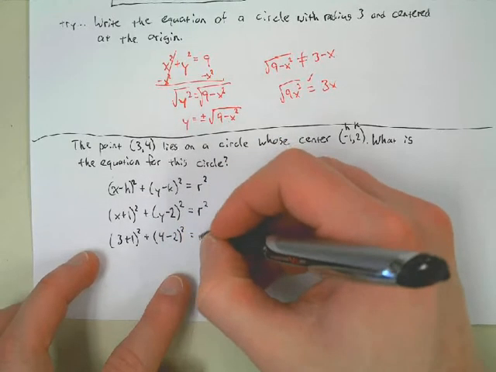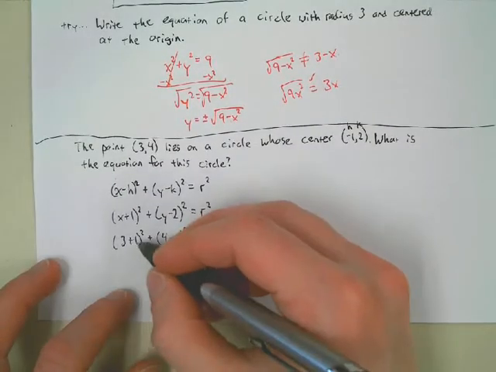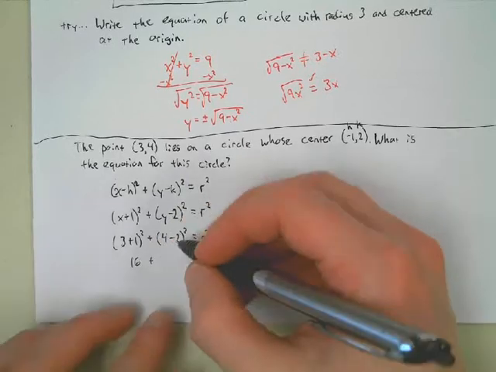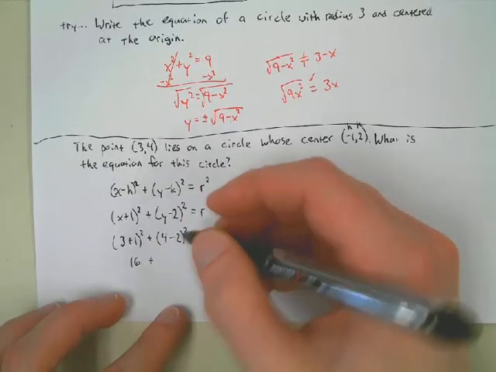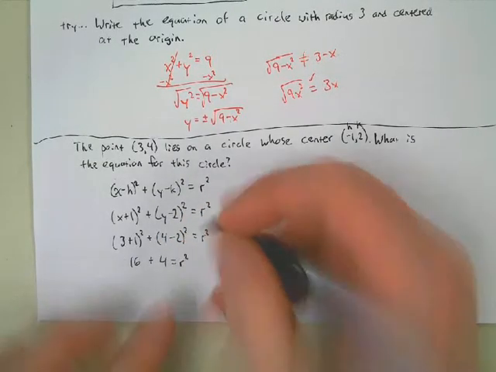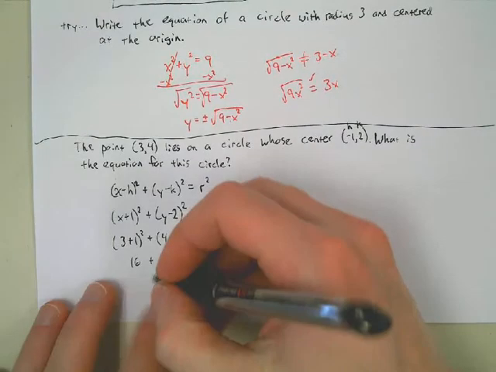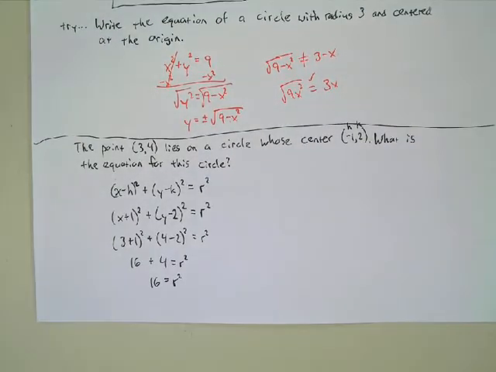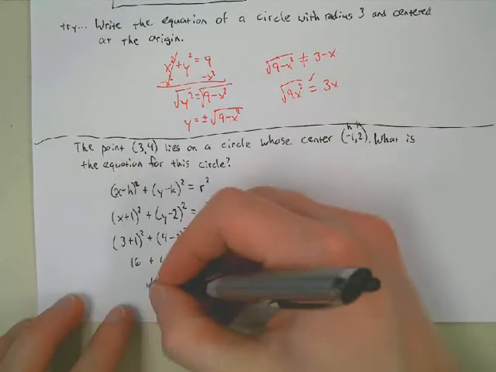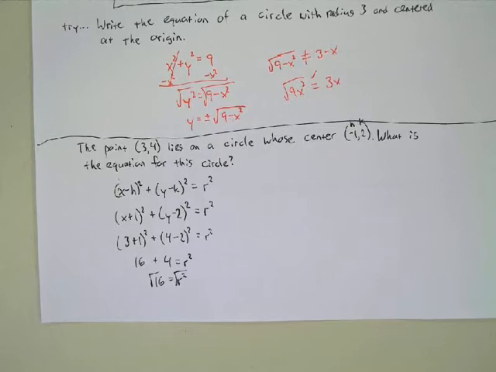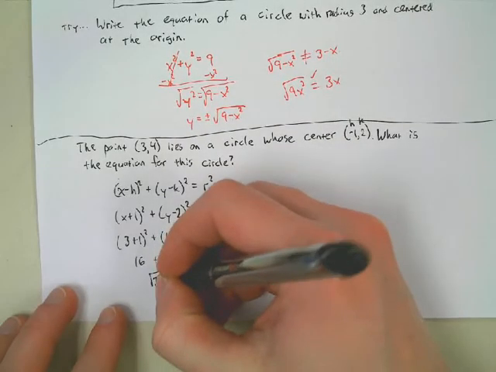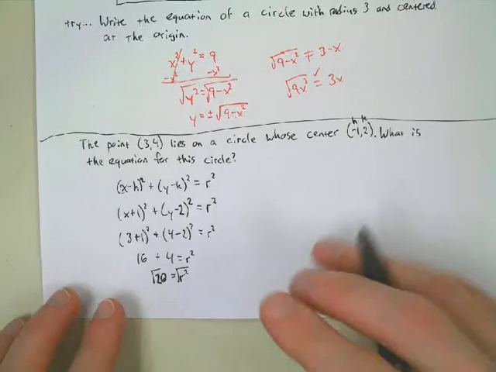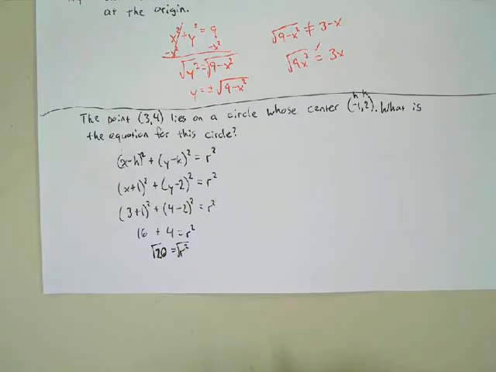Okay, so 3 plus 1 is 4, squared is 16. 4 minus 2 is 2, squared is 4. So I get 16 plus 4 equals r squared. Okay, and so we square root both sides. Now, oh my gosh, 16 plus 4 is 16? Come on, guys, new math. I'm trying to teach it to you here. All right, there it is. All right, square root of 20.